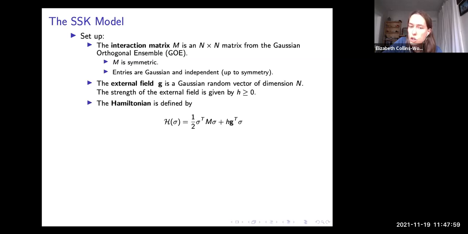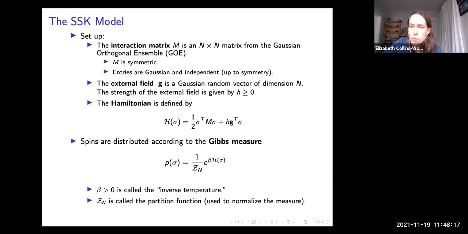We have this definition for the Hamiltonian. You'll notice that it has two terms. The first depends on the interaction matrix, and the second depends on the external field. And so when we talk about an SSK model with no external field, we're just setting that second term to be 0.